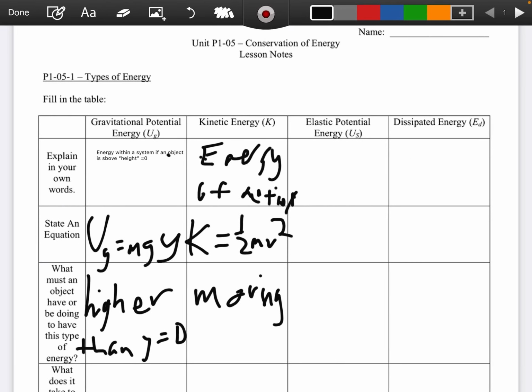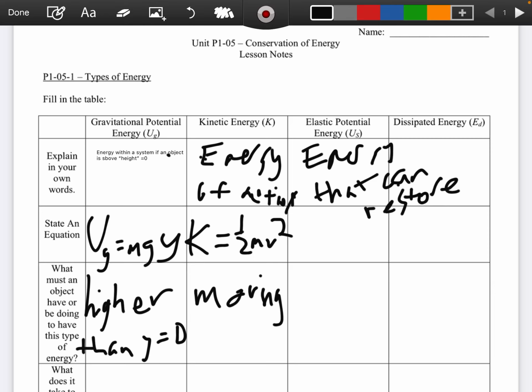Right, next, elastic potential energy. That is spring energy. Well, spring might be limiting because if you're dealing with a rubber band, you have elastic potential energy if that rubber band becomes compressed or extended. So spring is not a great word, but I would say energy that can restore.